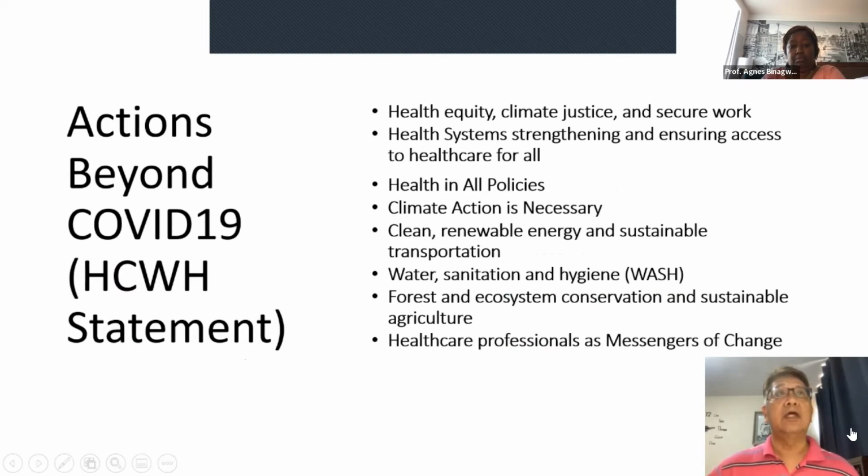Thus, we agreed, as we look into the lessons of the pandemic of more than 2 years now, that there should be continuing actions taken by the healthcare systems. One, we must pursue health equity, climate justice, and secure work. We must secure health for all in our policies. Climate action is necessary within the healthcare sector itself, and healthcare professionals should be considered as leaders and messengers.